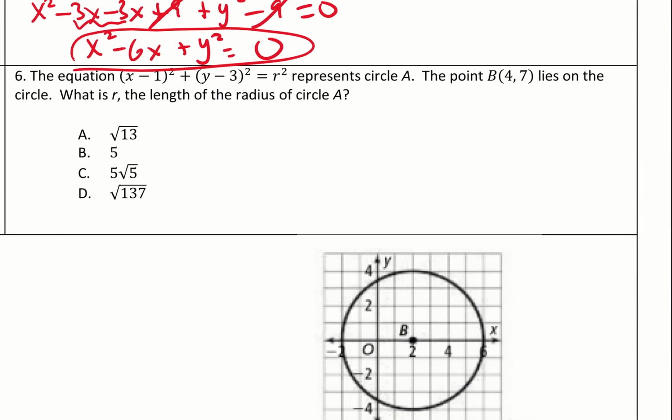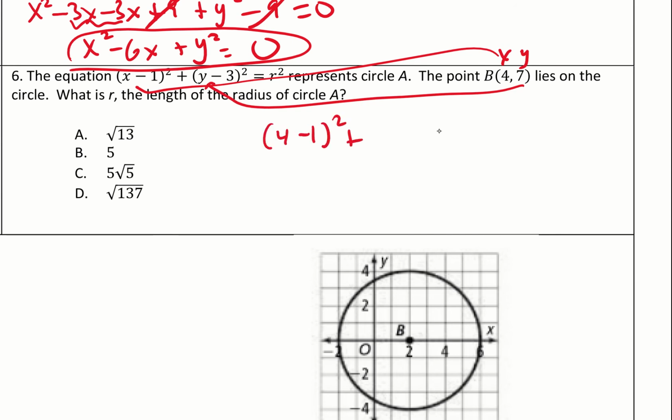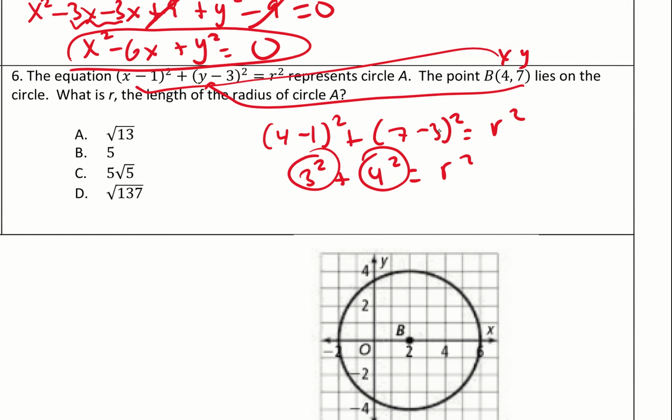All right, so number 6, the equation represents circle A. The point B lies on the circle. What is r, the length of the radius of the circle? So we got the equation, and what we're going to do is plug in x, y into the equation to see if we can find the radius. So we got (4 minus 1) squared plus (7 minus 3) squared equals r squared. We got 3 squared plus 4 squared, and we know that that's 9 and 16. 9 plus 16 is 25. Take the square root to get the radius of 5.